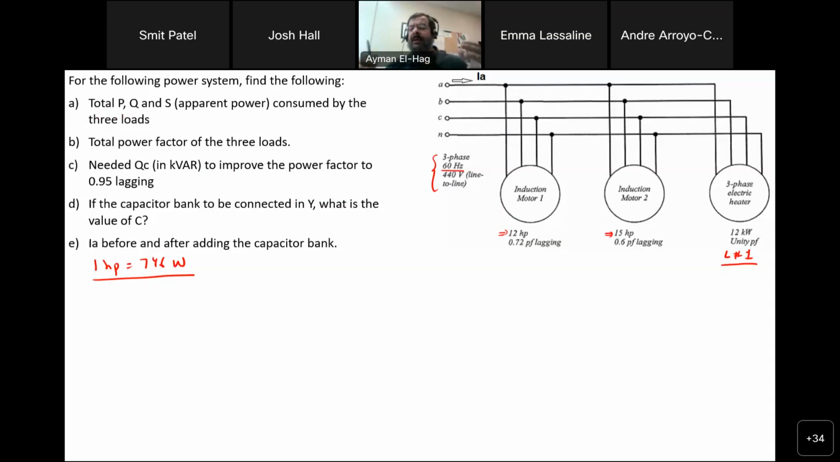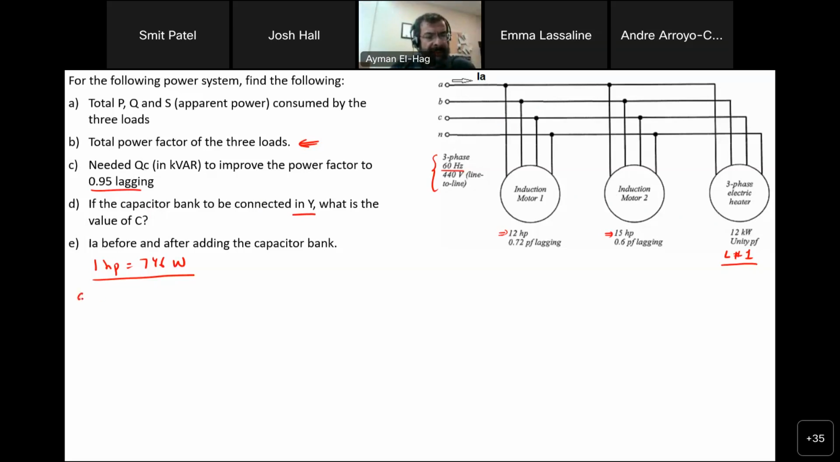You'll find that B and A are tied together. Once you know A, you can find B right away in one line. Then power factor correction. If I want to improve the power factor, whatever we find it to be here, to 0.95 lagging, we want to know how much reactive power Q from the capacitor needs to be added. Then we want to find the capacitance. If the capacitor bank that I will connect is in Y, what is the value of C? And finally, I want to find the line current before and after adding the capacitor bank.